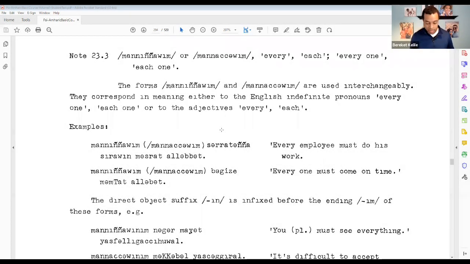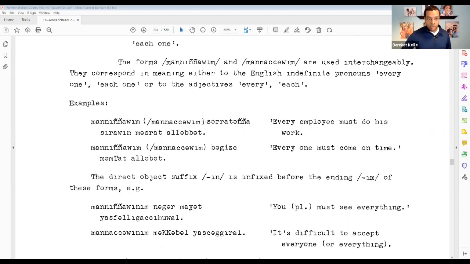We're looking at Manninnawim, Manninnawim. These are used interchangeably. They mean every, each, every one, each one. And what we see here is the direct object suffix, and you've seen that ending there. When you get a direct object suffix, it's going to come before that ending. So keep that in mind there.